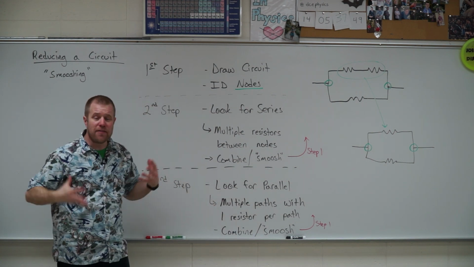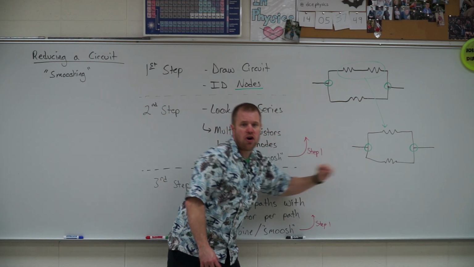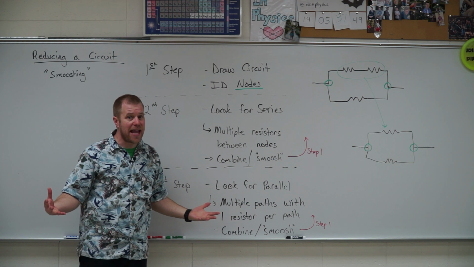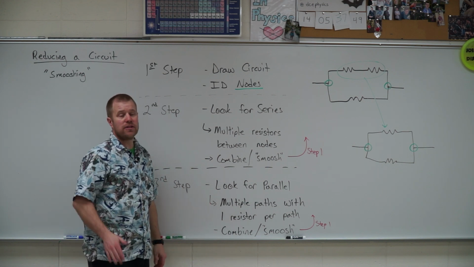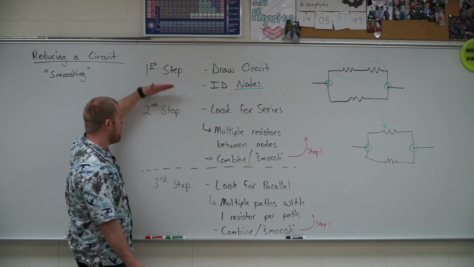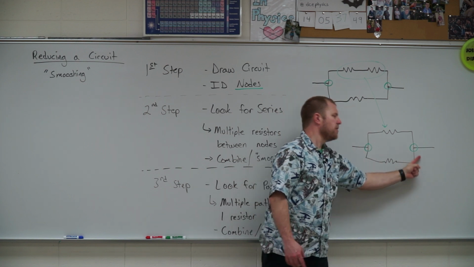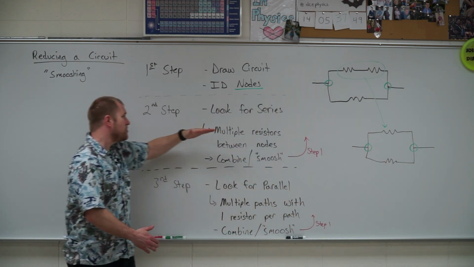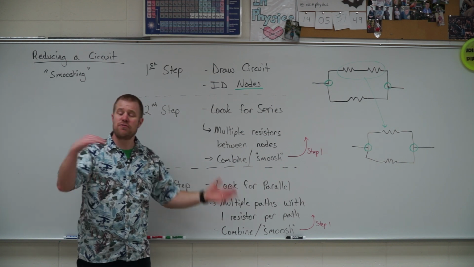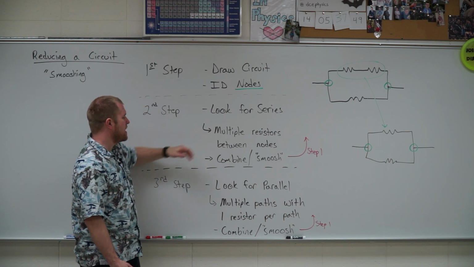Whenever you smoosh, whenever you combine, you always want to go back to step 1. You want to redraw that circuit and identify the nodes. Some of those nodes may have disappeared, and they definitely will disappear when you're doing parallel combinations. So you go back to step 2. Are there any multiple resistors along a single path? Nope. The reason I say to do step 2 again is that sometimes you miss a couple. Sometimes there might be 3 resistors in series and you only saw 2 of them. So just go through that one step again.